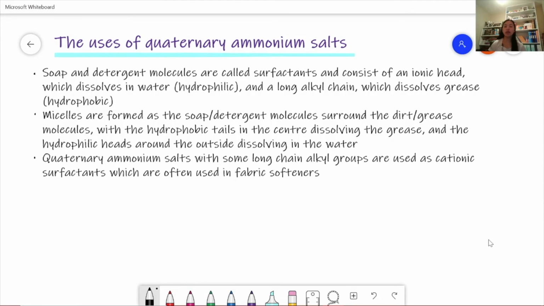Now we're going to talk about the uses of quaternary ammonium salts. So soap and detergent molecules are what we call surfactants.